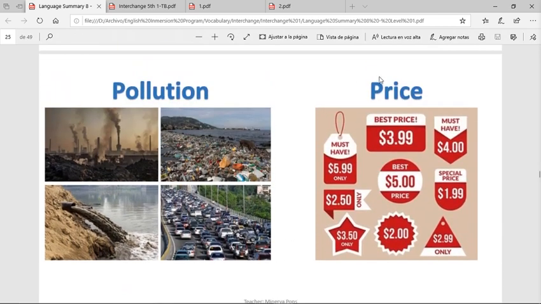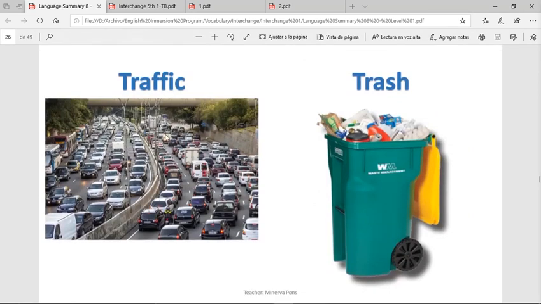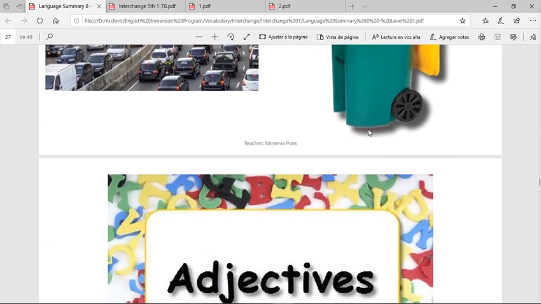It's too expensive, but that is a price. Traffic. This is traffic. A lot of people in lanes, they cannot move. They need to wait. That is traffic. Trash. This is the trash. And you can also have a trash can, a can for the trash. But these specific things here that you don't use anymore, that is trash.